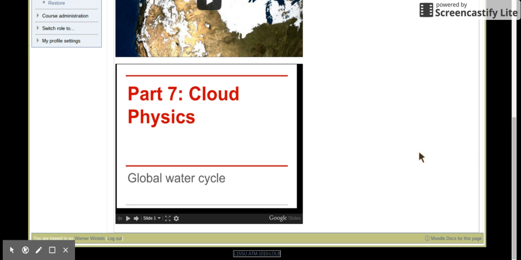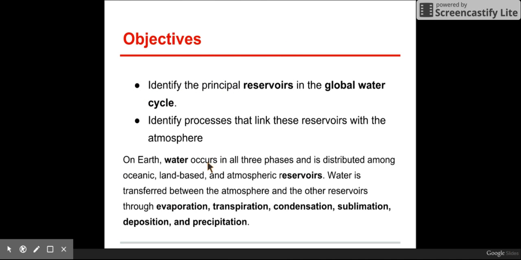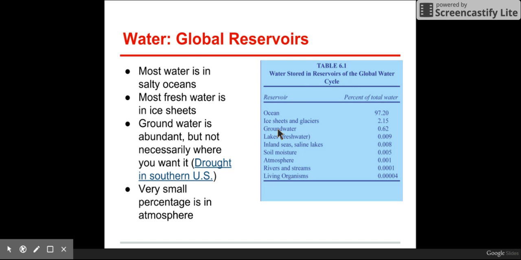We continue with our discussion of cloud physics by a description of the global water cycle. The objectives of this module are to identify the principal reservoirs of water in the Earth system, and to identify the processes that link these reservoirs. A global reservoir is defined as a portion of the Earth system that stores water in some way. It could be water in any phase: solid, liquid, or gas.